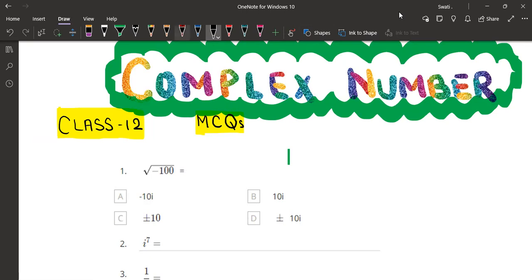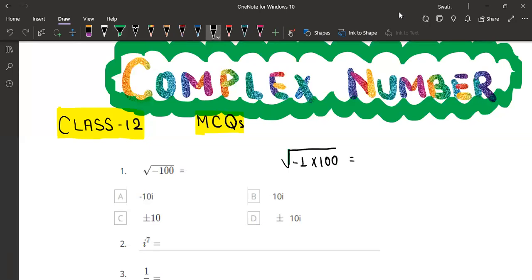Okay, so let's start with the first question. The question is root over minus 100, and we have four options: minus 10i, 10i, plus minus 10, plus minus 10i. Let's understand how we solve this. The very first thing is that we can use the property of a square root, and minus 100 I can write down as minus 1 into 100.